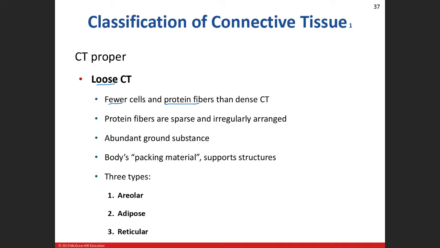Remember, 3 things make up connective tissue. I didn't write that on here, but I went over it in lab with you. You have the cells, and then you have the extracellular matrix, which is everything outside the cells. And we break down the extracellular matrix, or the EM, into protein fibers and ground substance. So this type of connective tissue has very few cells and protein fibers. So guess what? That means we have a lot of ground substance.